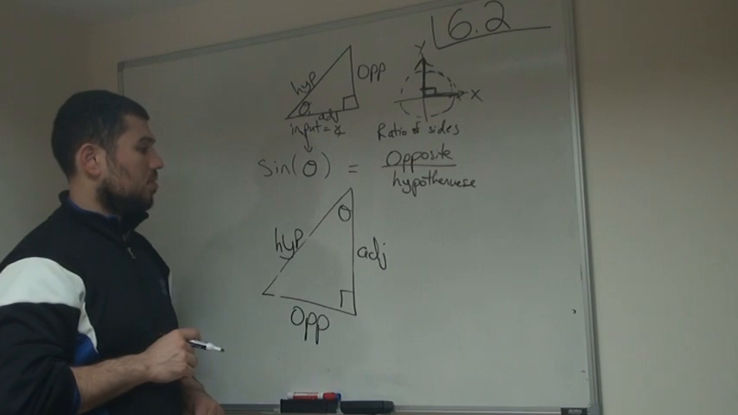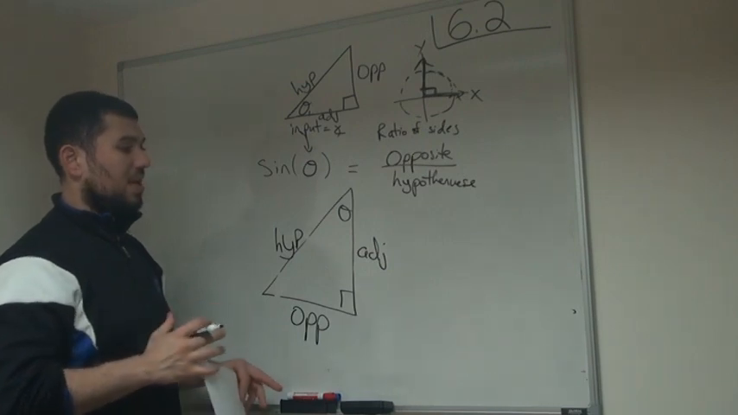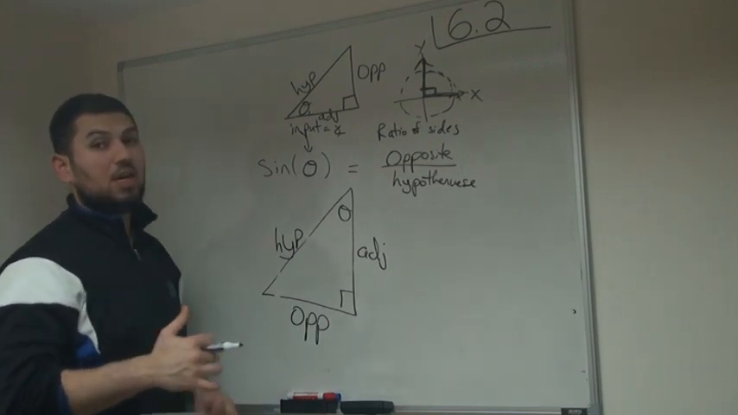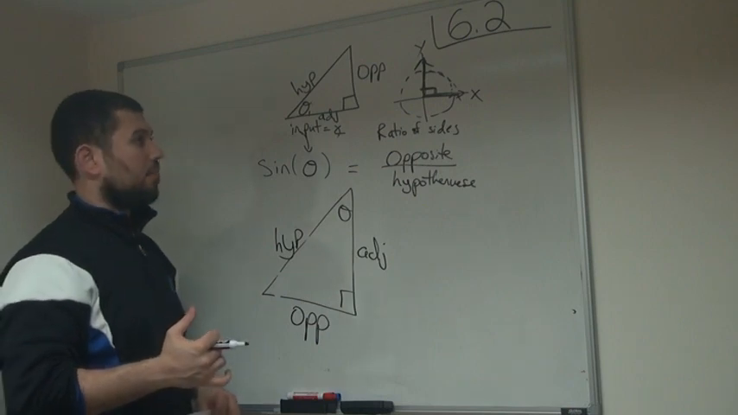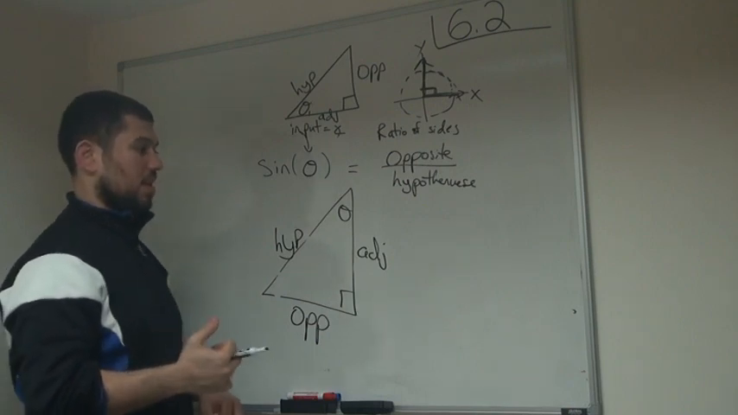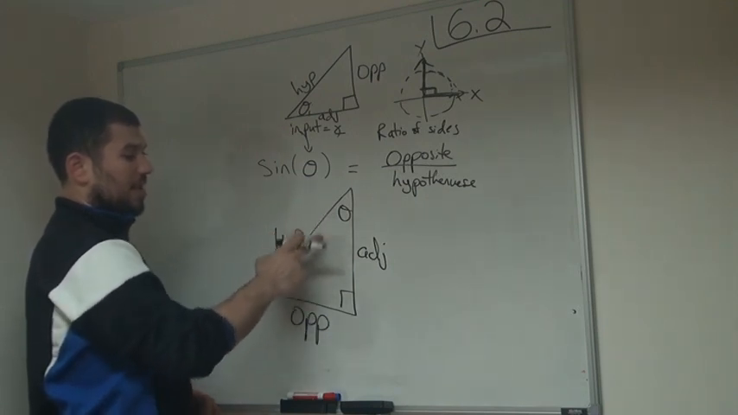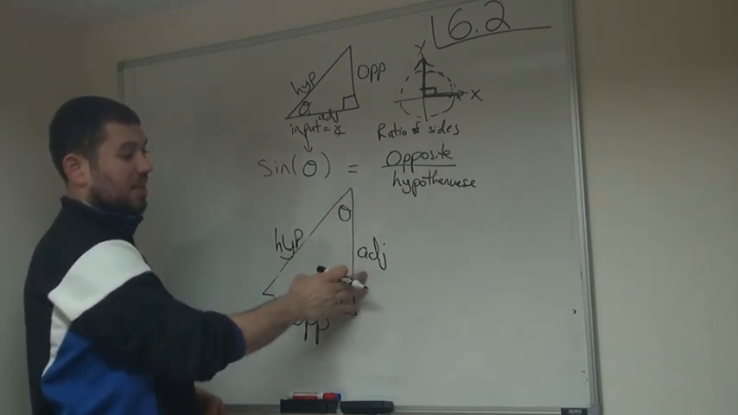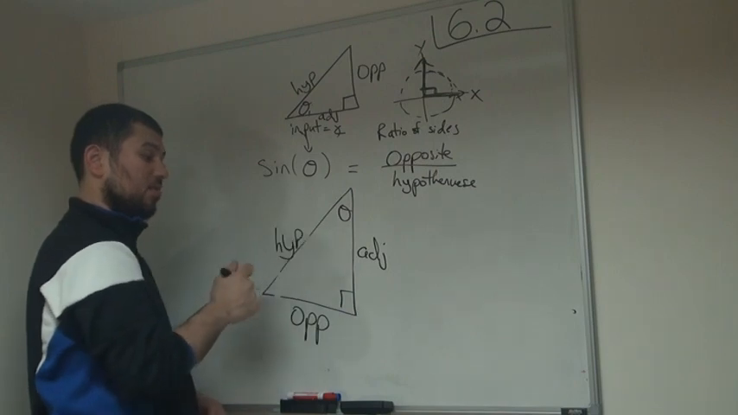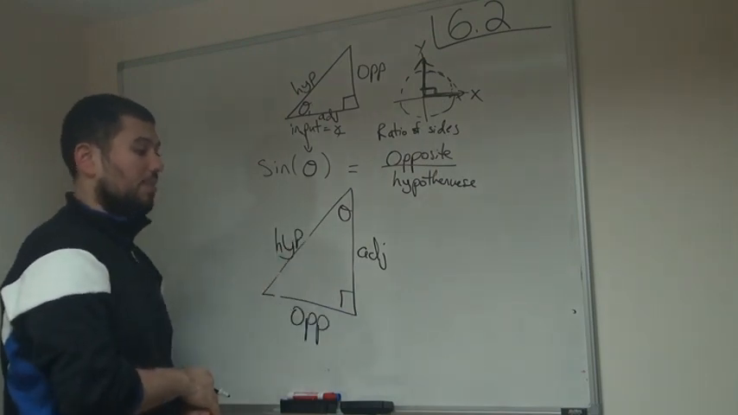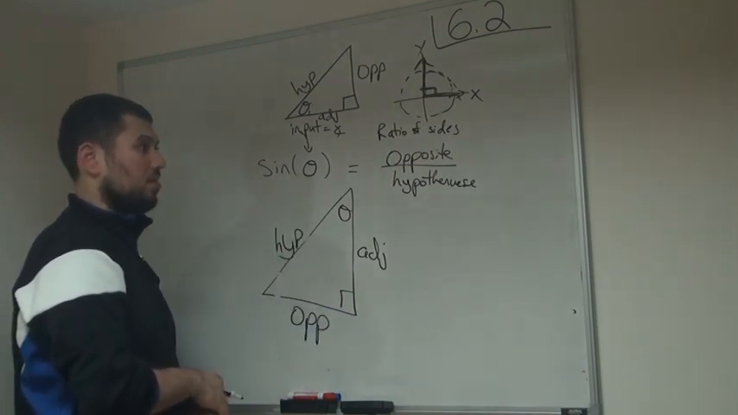Okay? So, the naming convention depends on what angle we're looking at, but the way we think about it is always the same. Opposite is the side opposite the angle we're talking about. Adjacent is the side right next to the angle we're talking about that isn't the hypotenuse, and hypotenuse is always the side opposite the 90-degree angle.